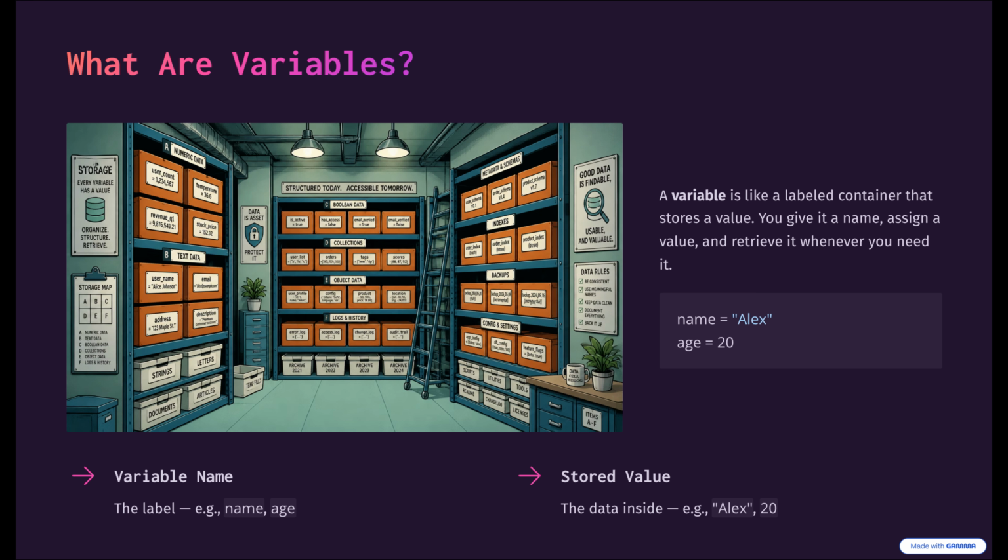Now that we know different types of data, we need a way to store and use this data. This is where variables come in. A variable is like a container that stores information. We create a variable by giving it a name and assigning a value to it. For example, name equals Alex. Here, the variable name stores the string value Alex, or age equals 20. The variable age stores an integer value 20. Variables allow us to save information and use it multiple times in our programs.